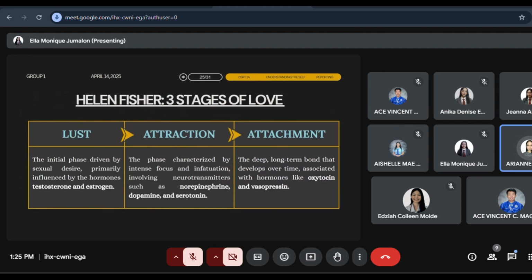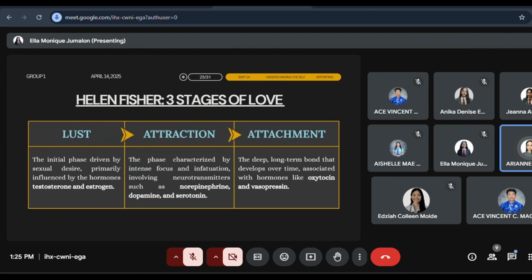According to anthropologist Helen Fisher of Rutgers University, the process of falling in love happens in three stages, and each stage involves different sets of chemicals. These stages are lust, attraction, and attachment. First, lust. Lust is the initial stage and is driven by physical attraction. It's when we feel the desire to seduce or be seduced by someone.